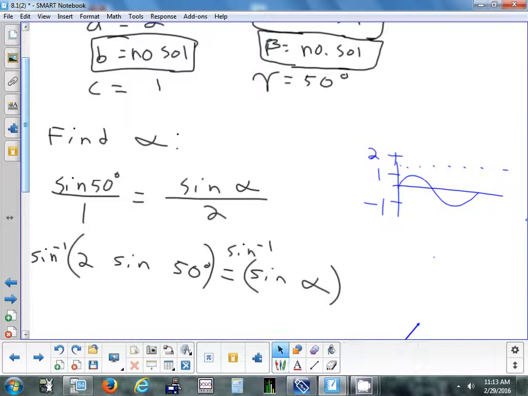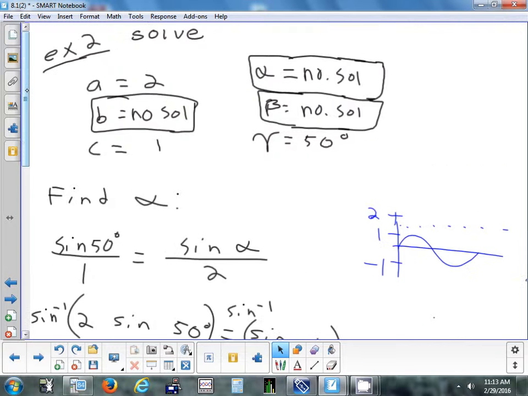All right, now let me try to sketch this triangle. What do you think is going to happen when I try to draw it? I mean, it's not going to work, but what does that mean? It's not going to work.